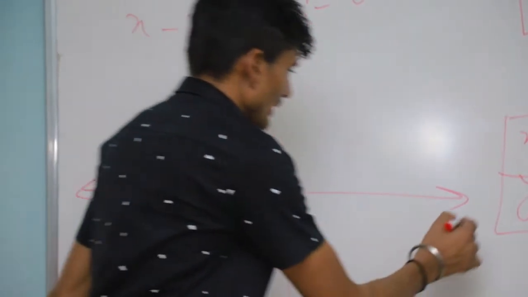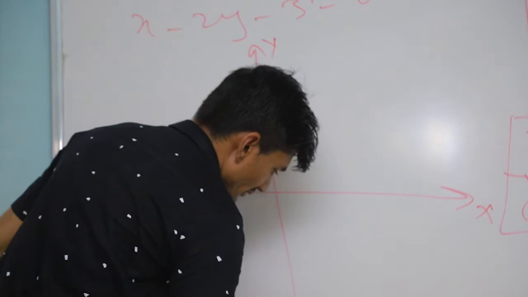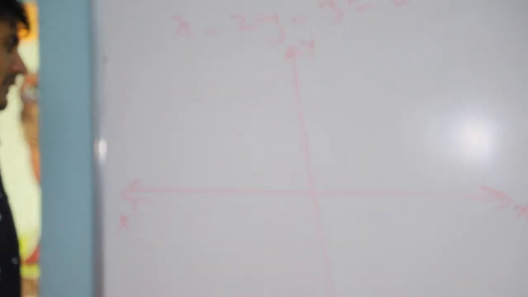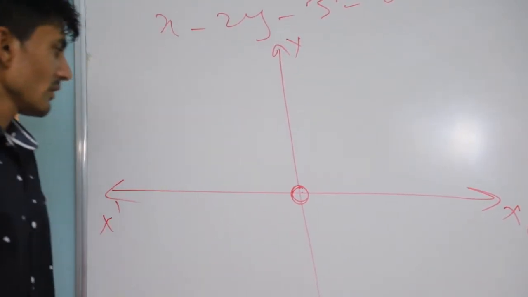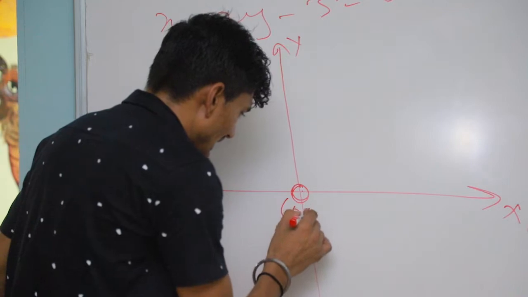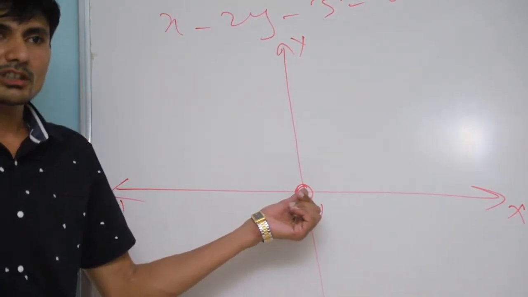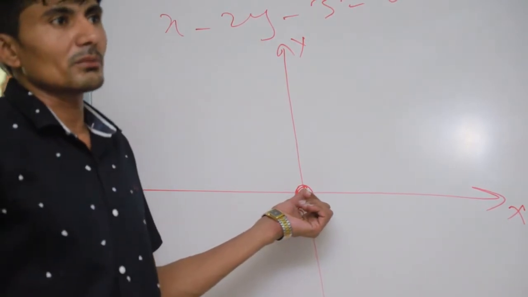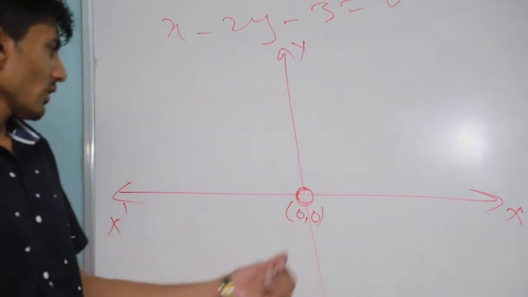This is the x dash and y dash. As you know, this is the origin 0, 0. The coordinate of this point is 0, 0. That means here x is 0 and y is 0. So this is known as the origin, because the value of x is also 0 and the value of y is also 0.